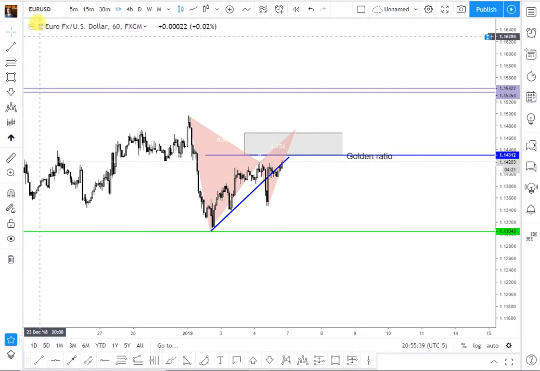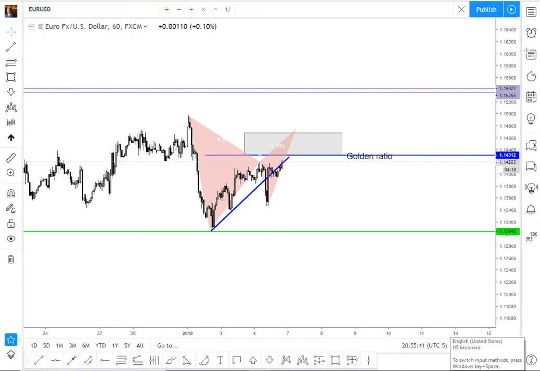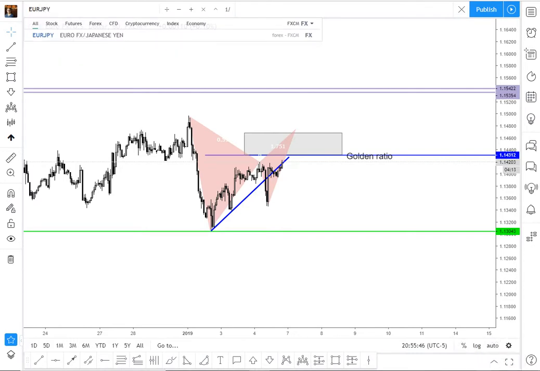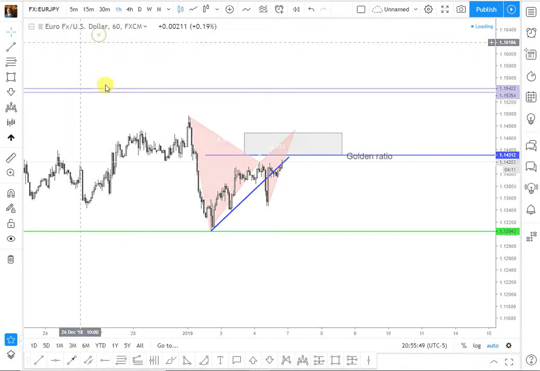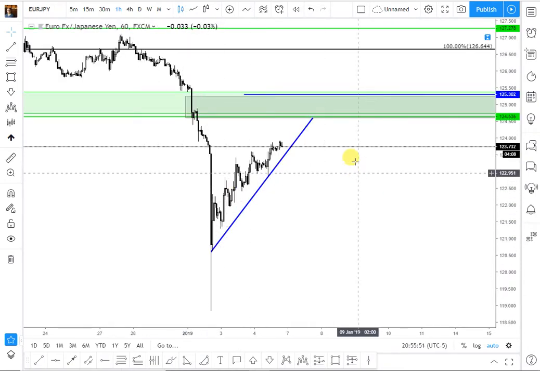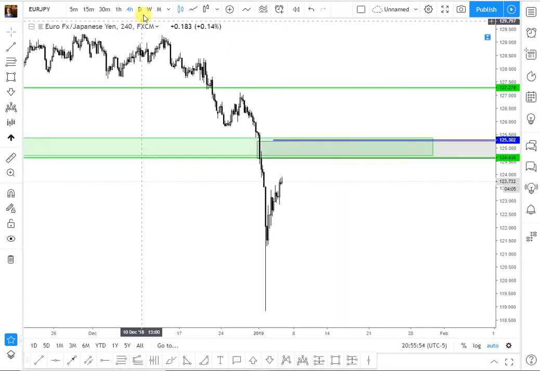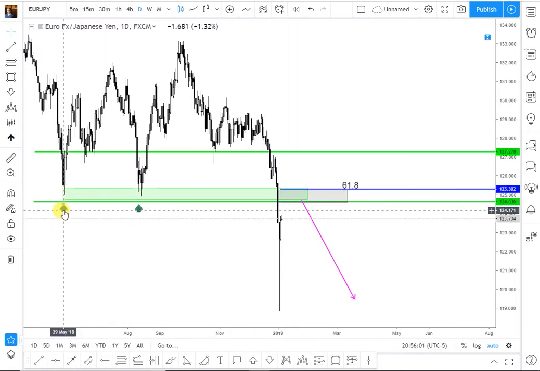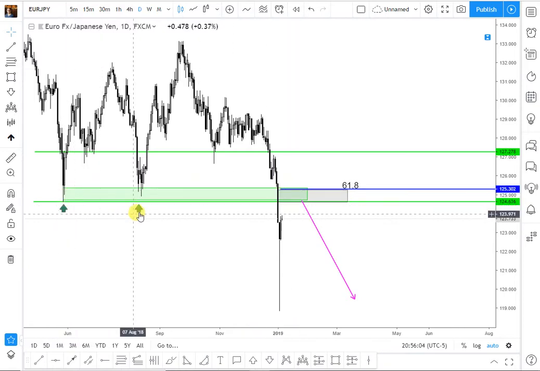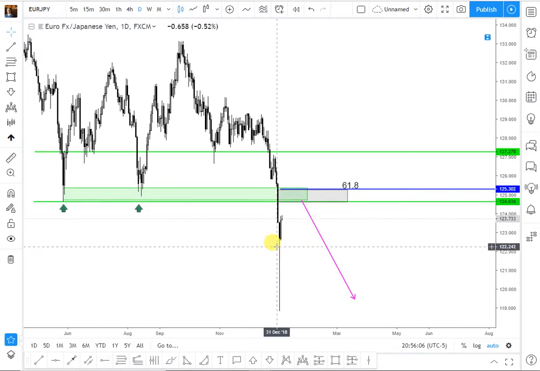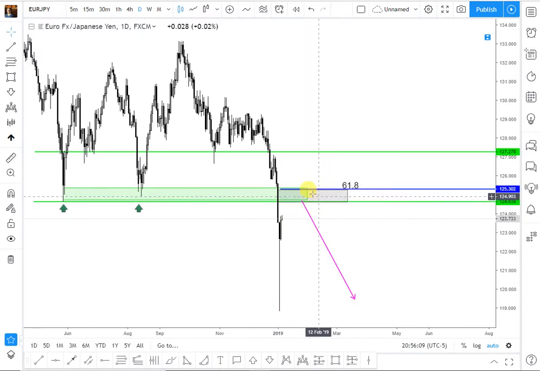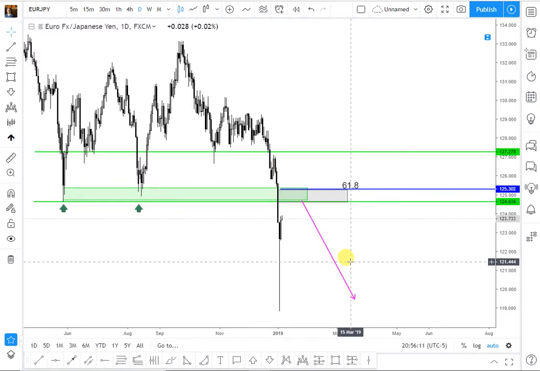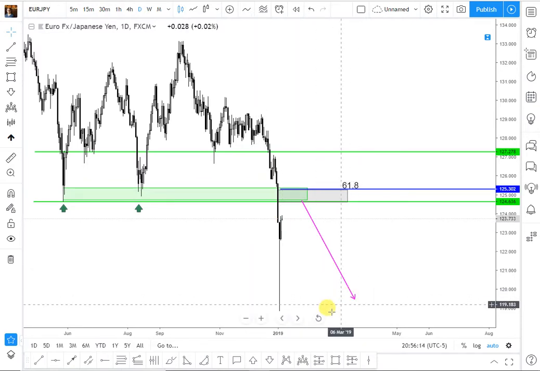Now we switch to another pair, which is Euro Yen. Euro Yen here in the daily time frame, we have a support channel. It's tested the first time here, second time here, and it broke. And now we are looking for a retest in this area to short this pair as well.